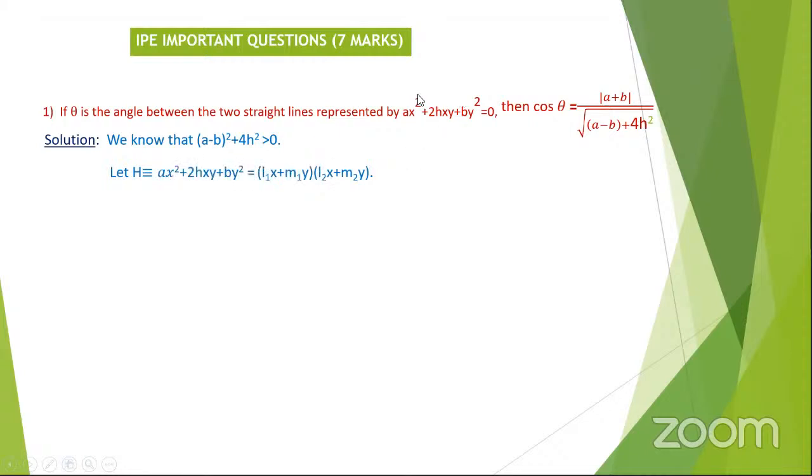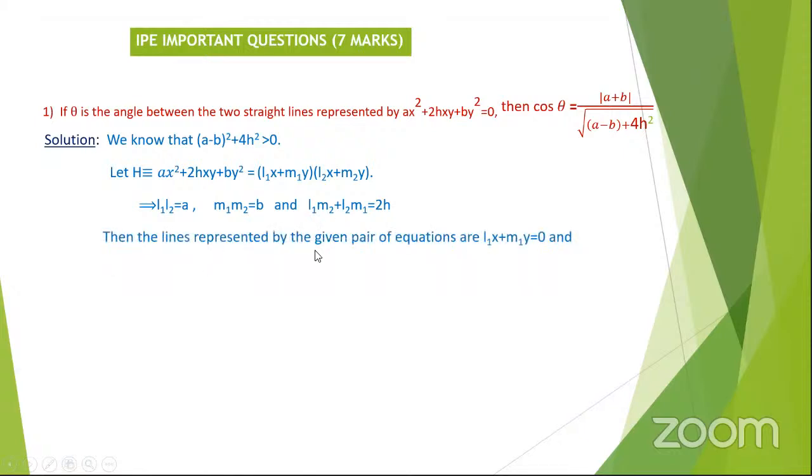Next we are considering this equation. This is the standard form of second degree equation, that is ax square plus 2hxy plus by square equals 0, the equation from the origin. As it is representing a pair of straight lines, we will write it as (L1x plus M1y) into (L2x plus M2y). If we multiply this and compare with the standard one, we'll get L1 L2 equals a, M1 M2 equals b, and L1 M2 plus L2 M1 equals 2h.